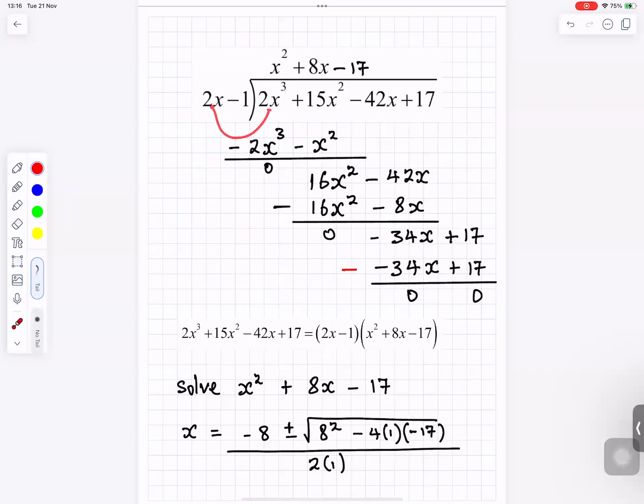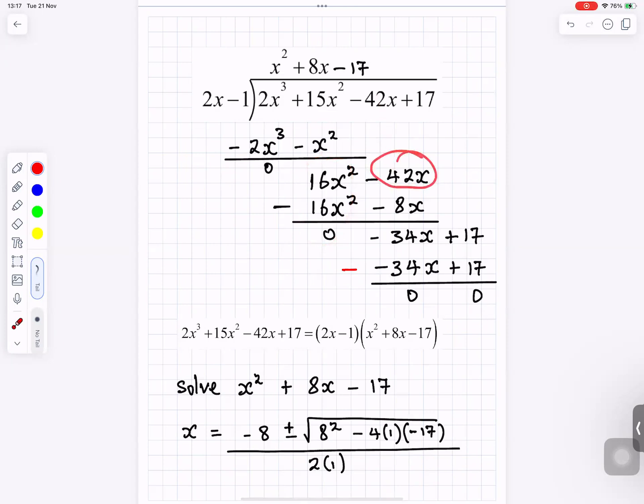2x cubed divided by 2x gives you x squared. x squared times 2x is 2x cubed. You subtract: x squared times minus 1 is minus x squared. So 2x cubed minus 2x cubed is 0. 15x squared minus minus x squared, the minus and minus becomes a plus, so it becomes 16x squared. 16 divided by 2 is 8, and x squared divided by x is x. So 8x times 2x is 16x squared. 8x times minus 1 is minus 8x. Bring down the 42x. You subtract: 16x squared minus 16x squared is 0.